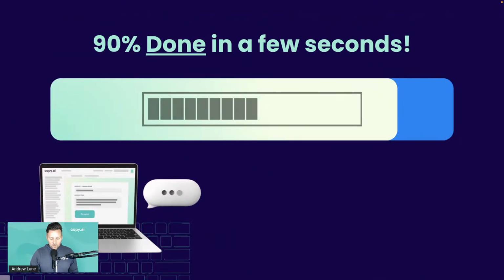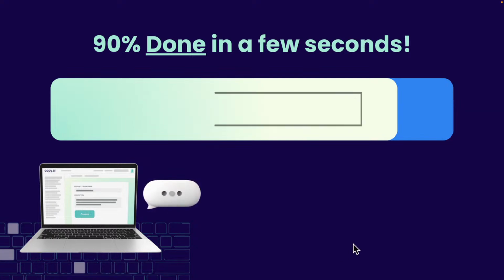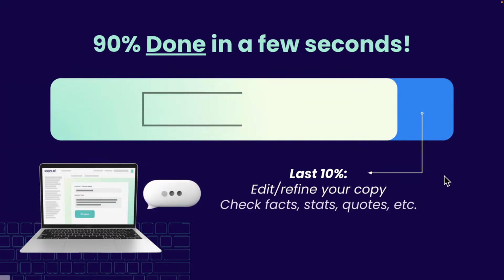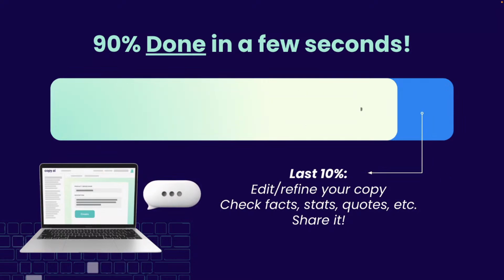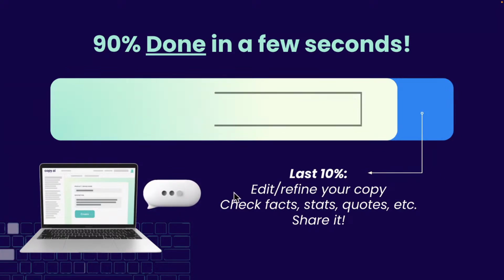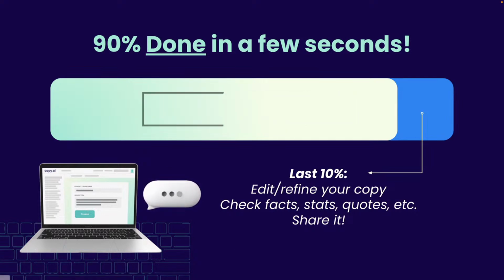And what we like to tell you is it's going to get you about 90% of the way done in a few seconds, but your job is that final 10% right now. You've got to look through it, edit, refine your copy. Be sure to check for any facts, stats, or quotes. Remember, it's not citing sources right now. You need to make sure that you look this stuff up. If it does suggest any details, you have to take responsibility for the content. So always proofread it before you share this stuff. But ultimately, it's yours to use. So have fun with it.